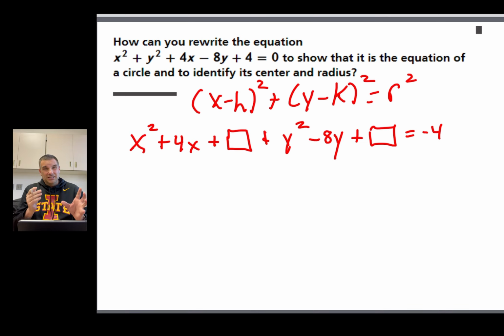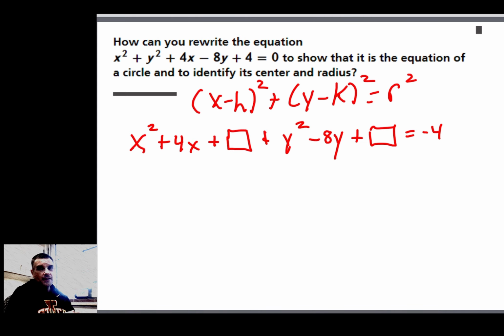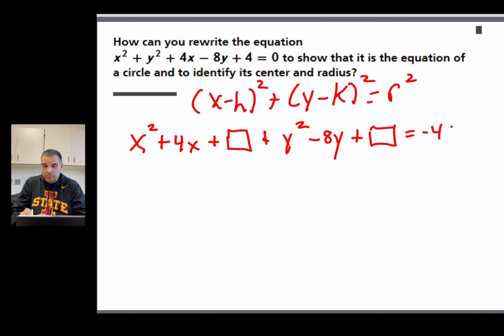But now let's think about this. If I add to one side of an equation, what do I have to do to the other side? I have to add. When we were dealing with parabolas the other day, we were on one side of the equation, so what we added, we subtracted. Now we're on different sides of the equal sign, so when you add to one side, you have to add to the other side. I'm going to put a plus a box here and another plus a box there.